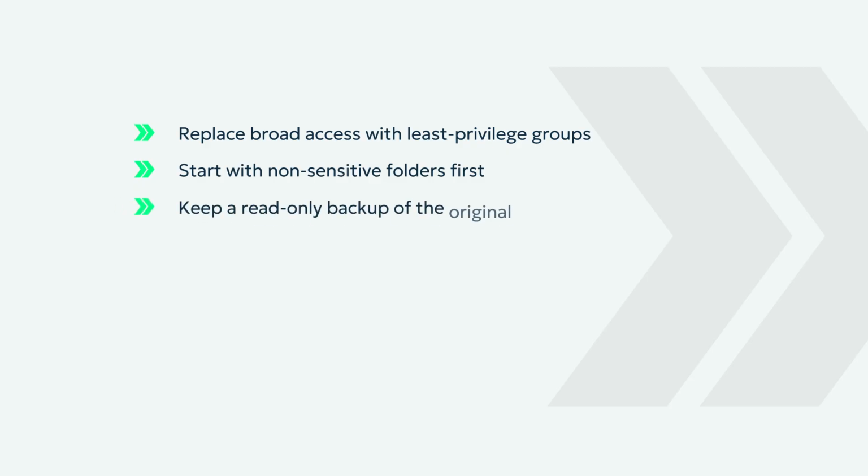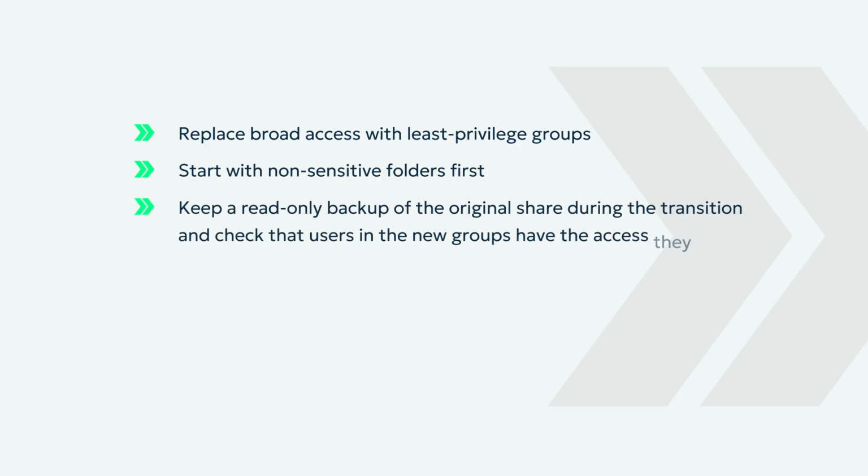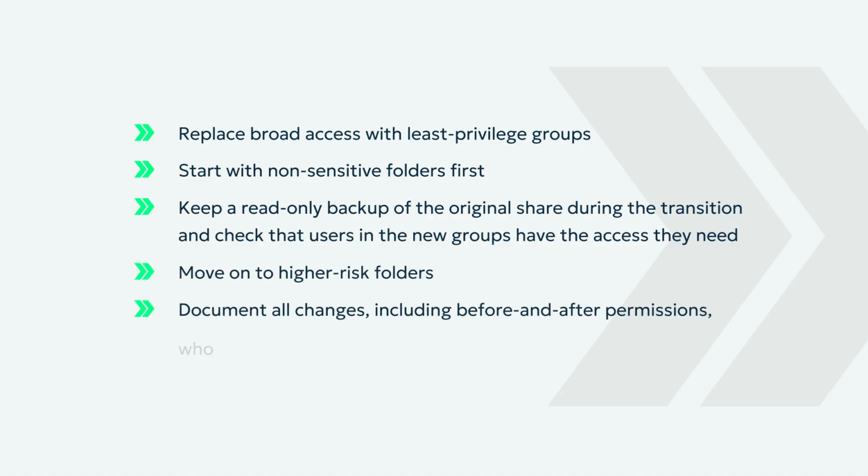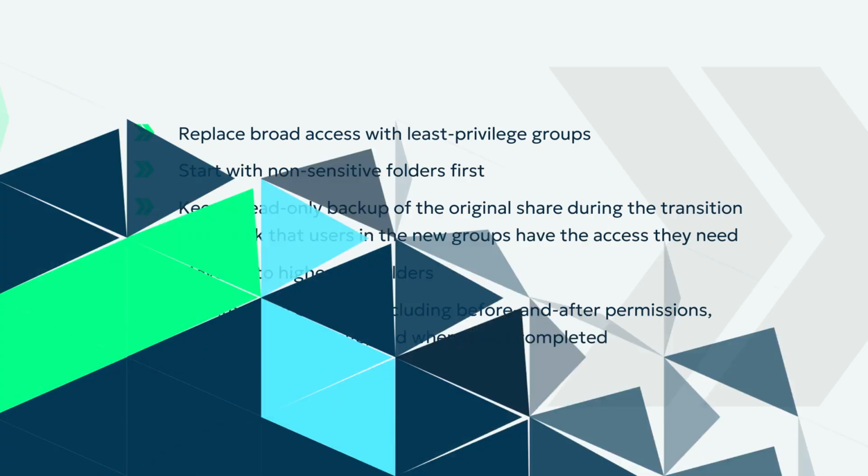Keep a read-only backup of the original share during the transition, and check that users in the new groups have the access they need. Then move on to higher risk folders. Document all changes, including before and after permissions, who made the change, and when it was completed.